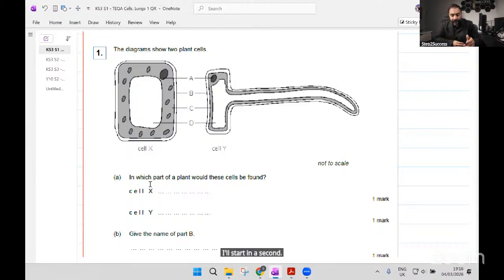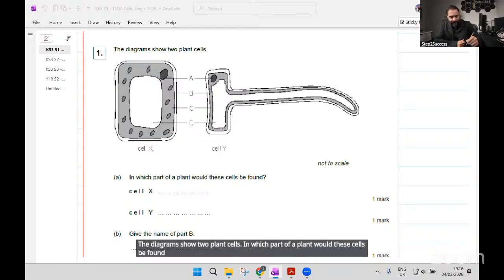The diagrams show 2 plant cells. In which part of a plant would these cells be found? Cell X and cell Y, right?